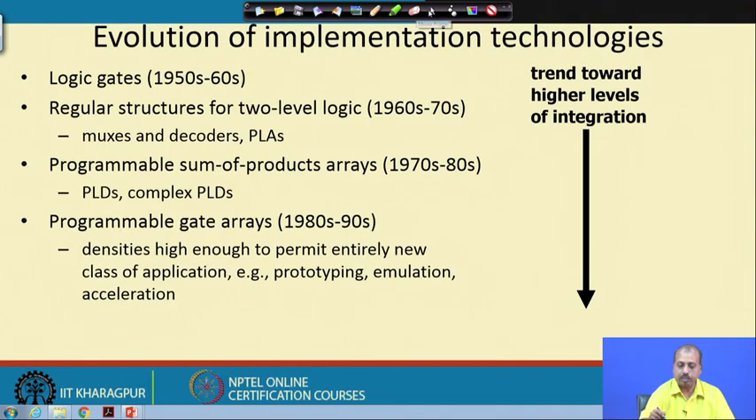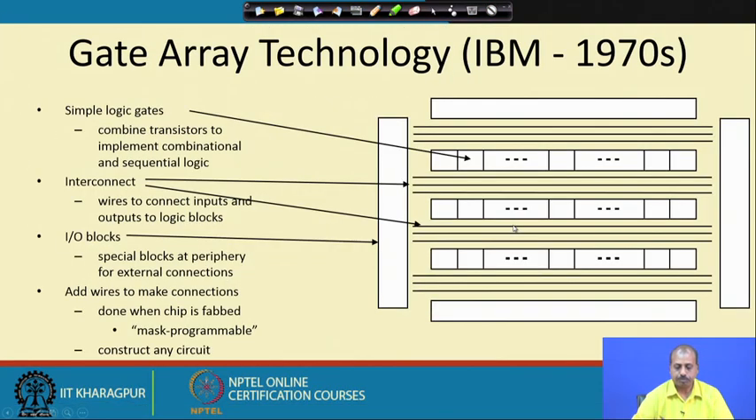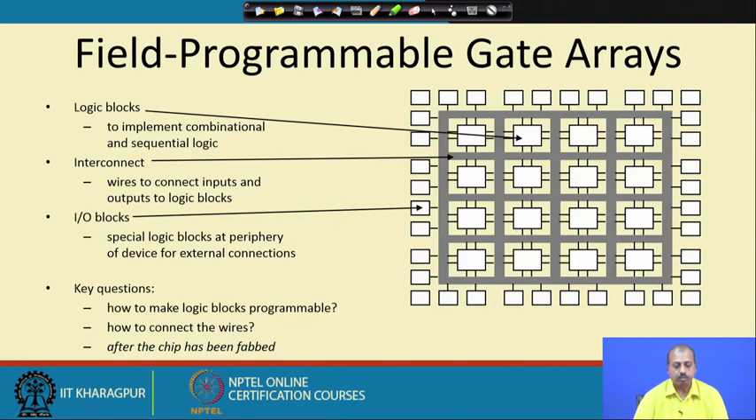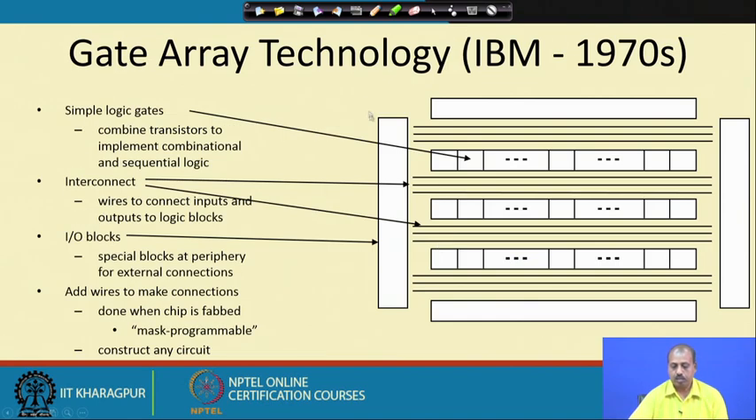If we look into the gate array, this is gate array technology. It came from IBM in the 1970s. The overall structure is similar to this. We have simple logic gates, implemented in some layer, and then there are some interconnects running in between. These interconnects run between the rows of logic elements.